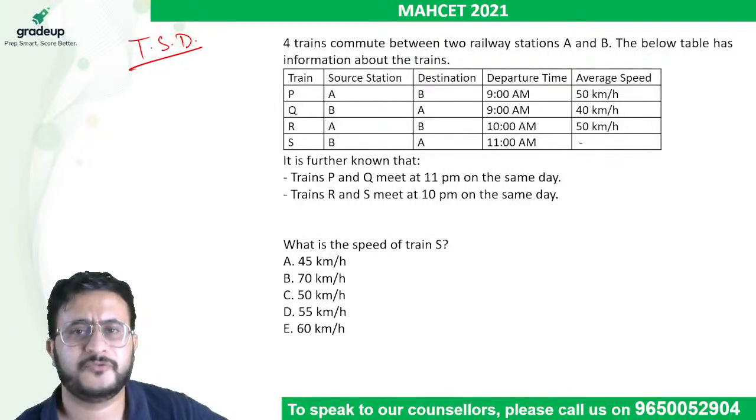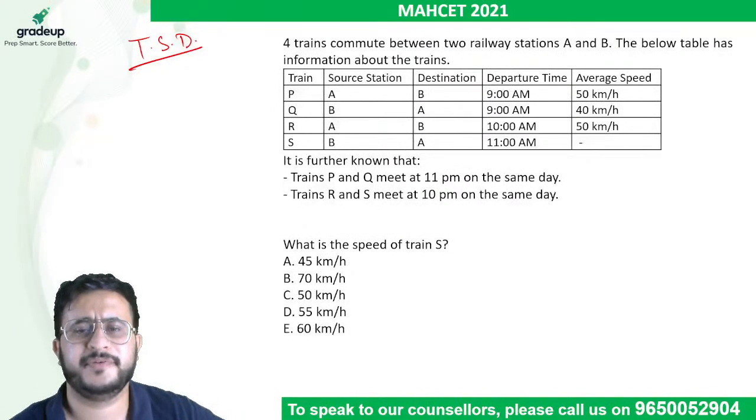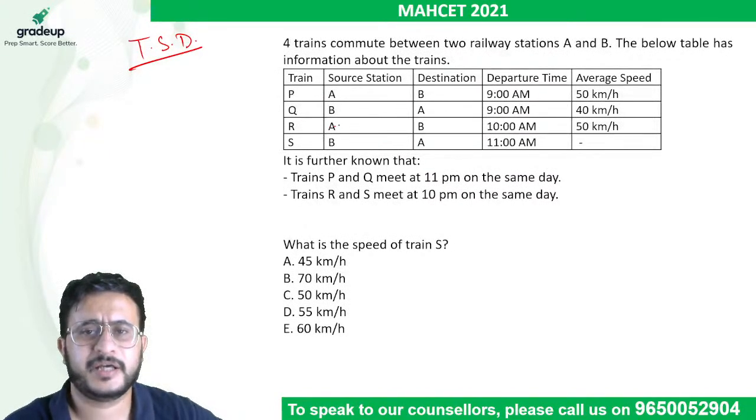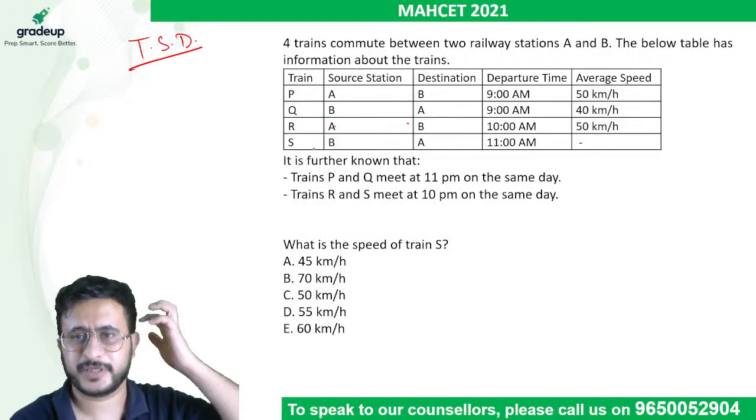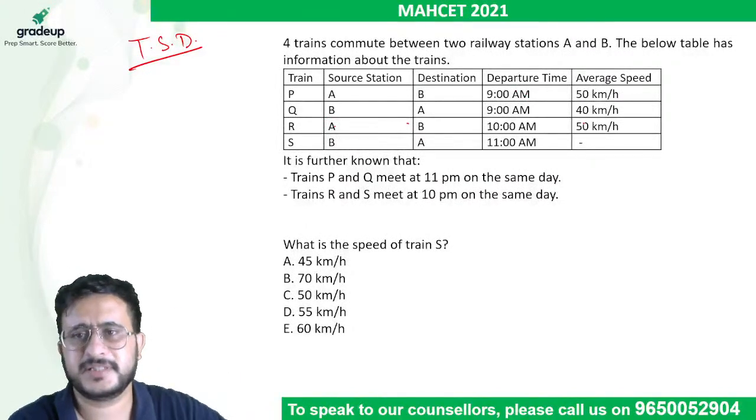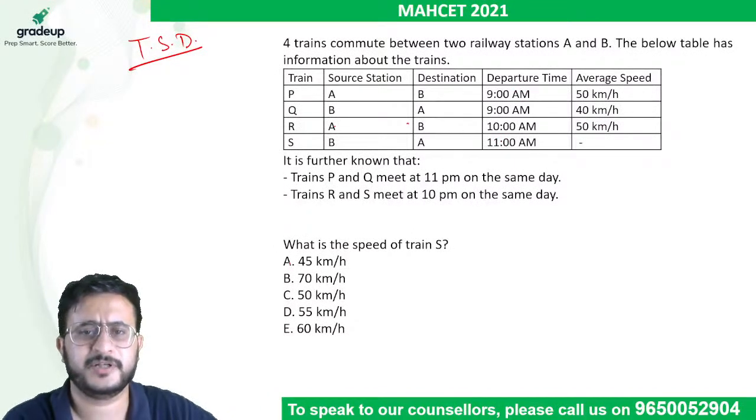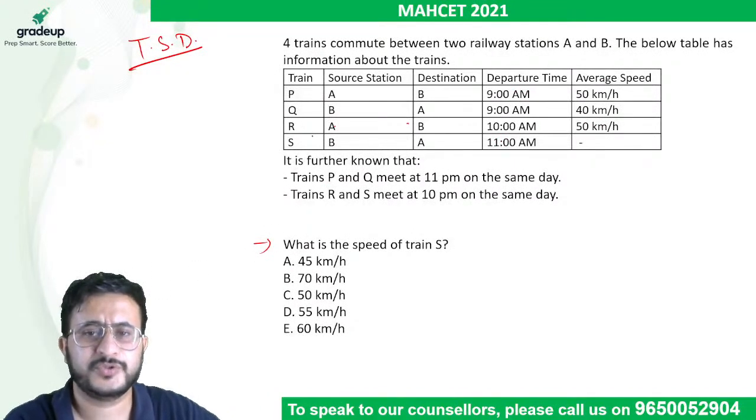So it says that there are 4 trains that commute between A and B. P goes from A to B, Q goes from B to A, R goes from A to B, and S goes from B to A. This is the departure time. This is the average speed of these trains. For S, they have not given the speed. You have to find the speed of S using this data.